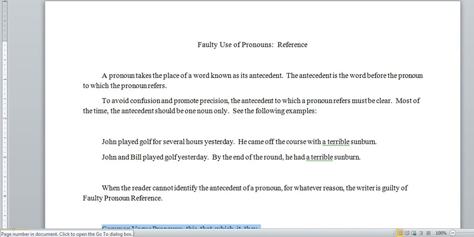A pronoun takes the place of a word known as its antecedent. The antecedent is the word before the pronoun to which the pronoun refers. To avoid confusion and promote precision, the antecedent to which a pronoun refers must be clear. Most of the time, the antecedent should be one noun only.